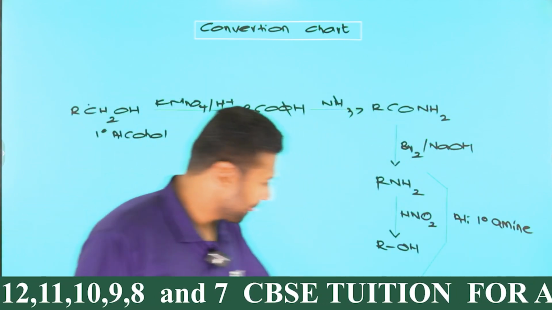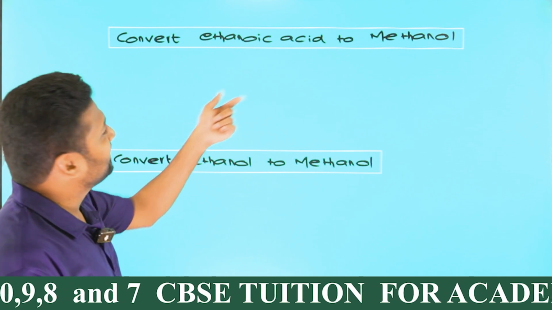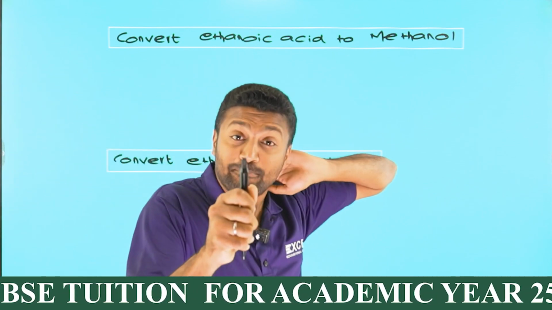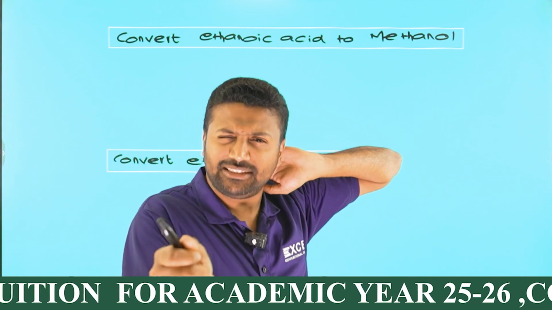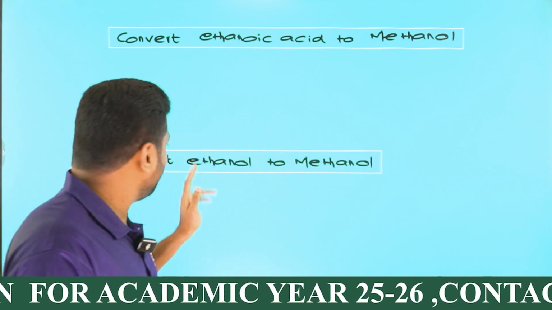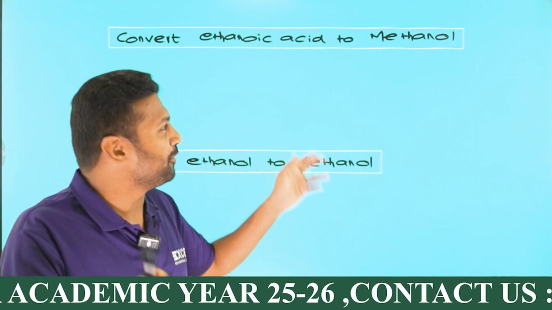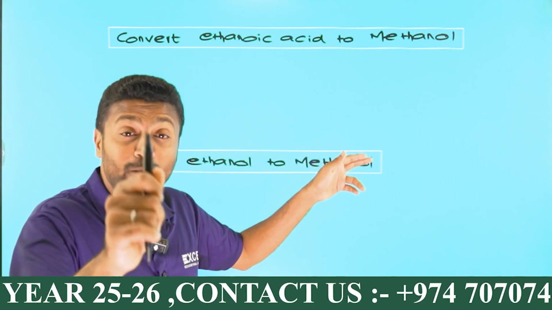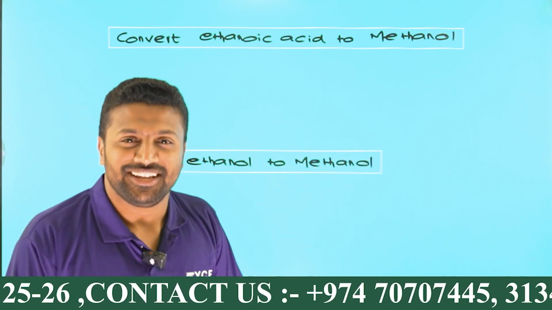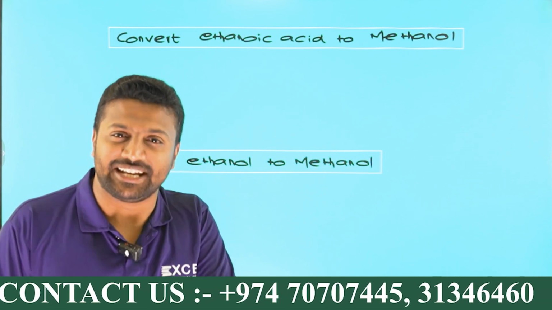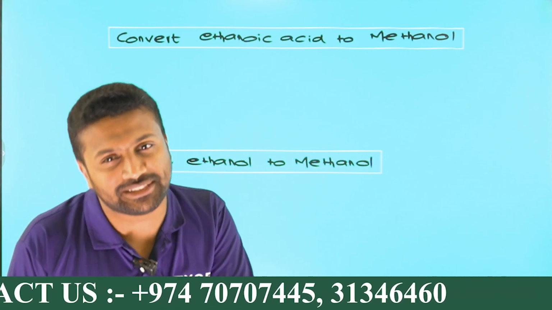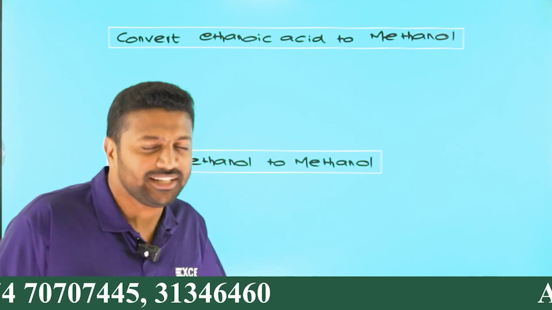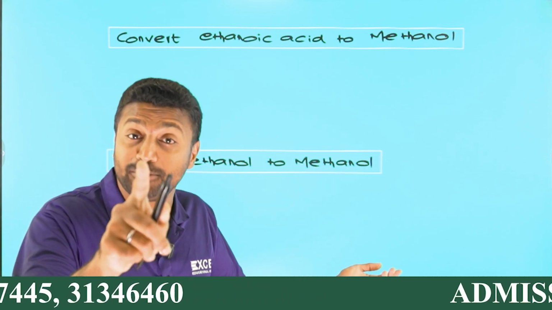For example, ethanoic acid to methanol. See guys, whenever the number of carbons is decreasing, like ethanoic acid to methanol or ethanol to methanol, the thing that should come to your mind is the Hofmann bromamide reaction. It will work almost always.